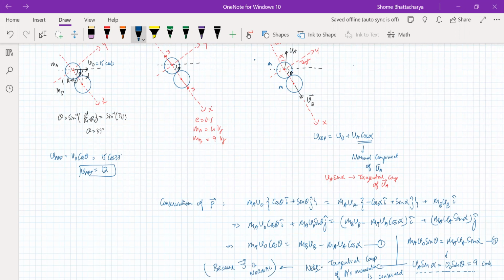Okay, so now we are left with what? We have three unknown things here. But we had four unknown things: theta, alpha, VA, VB. So theta is equal to 37, we've already got. These three are still unknown, so we need three equations. We've got two equations so far. Now we need one more equation, which will come from the coefficient of restitution.